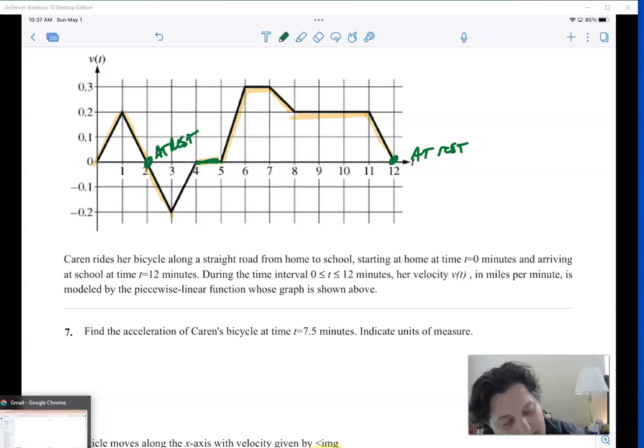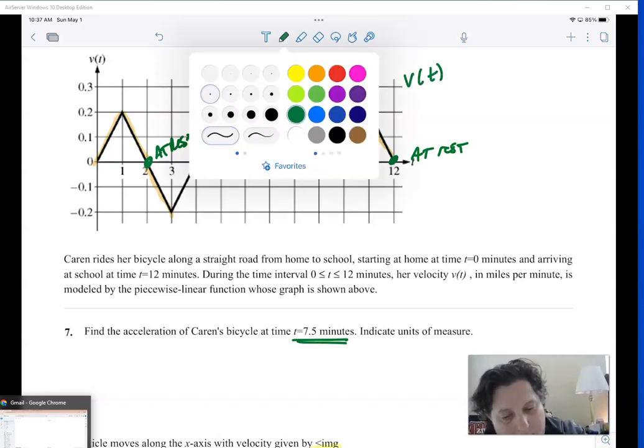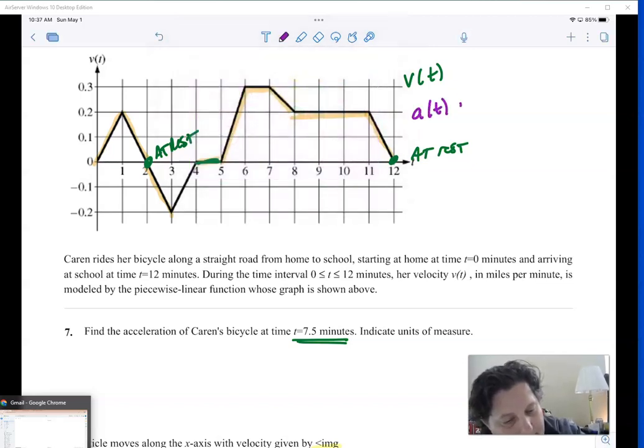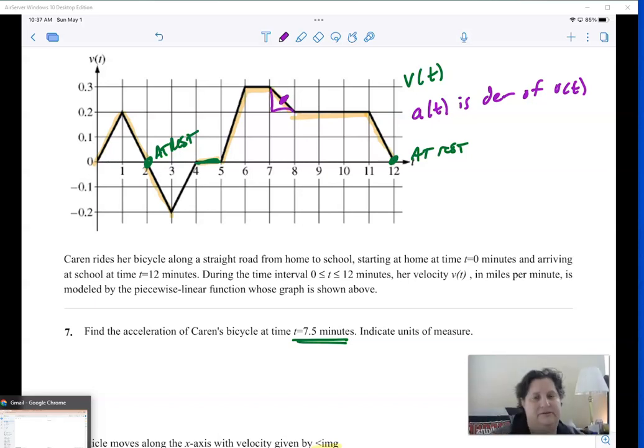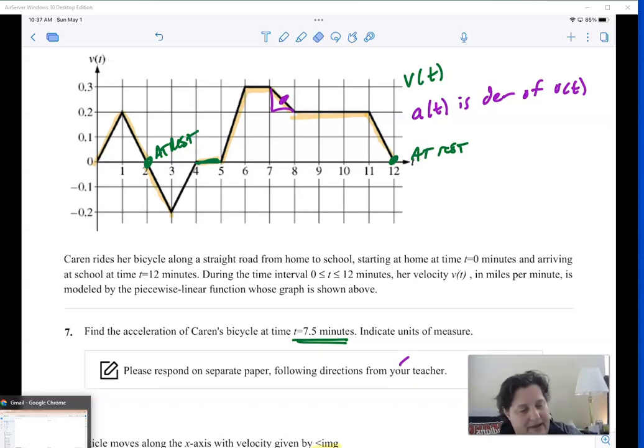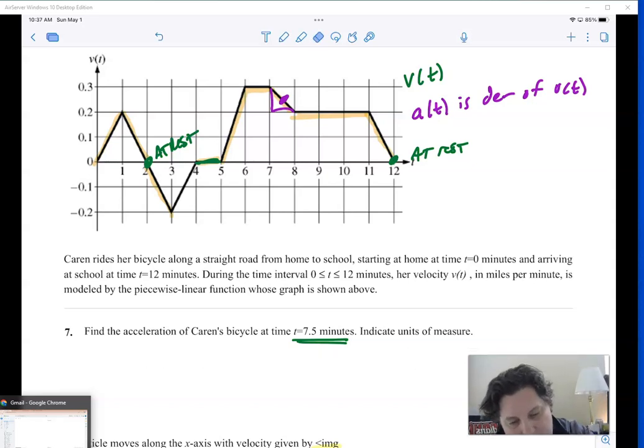Find the acceleration at 7.5. Now, if this is velocity, we know that acceleration is the derivative of velocity. Well, the derivative is just the slope. So what's her slope right there? Now, don't just look at this and go, oh, down 1 over 1, it's -1. You have to be a little more careful than that. Okay, we go like this. It's actually going down 0.1 over 1. So her acceleration at 7.5 is -1.